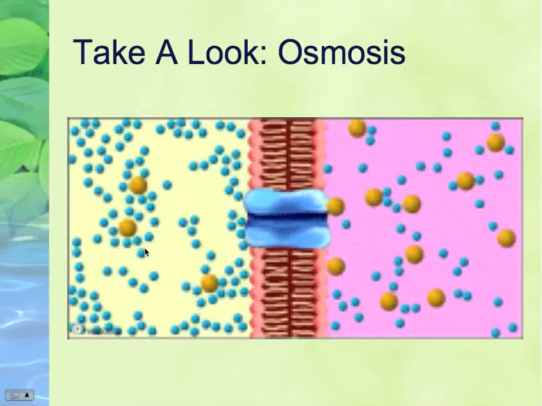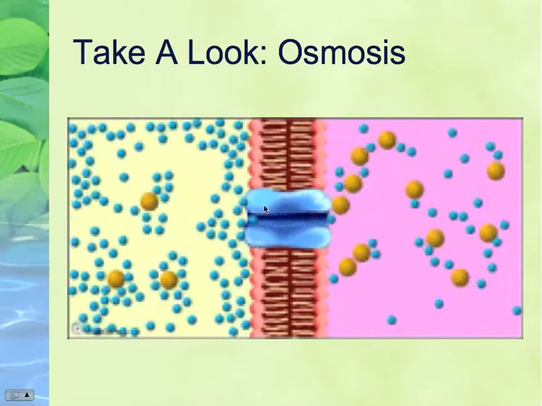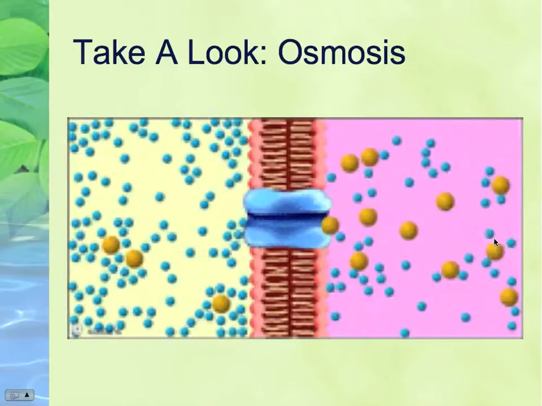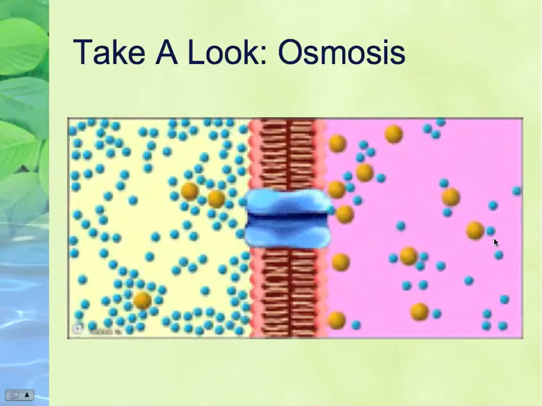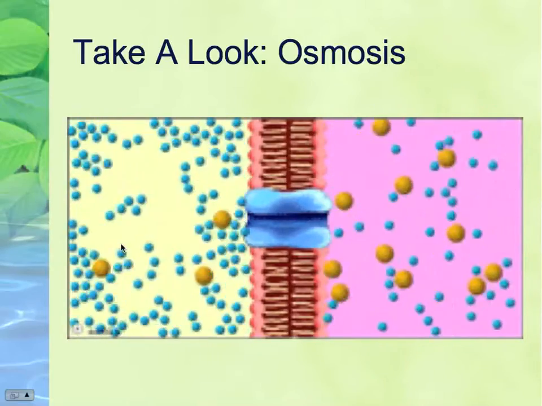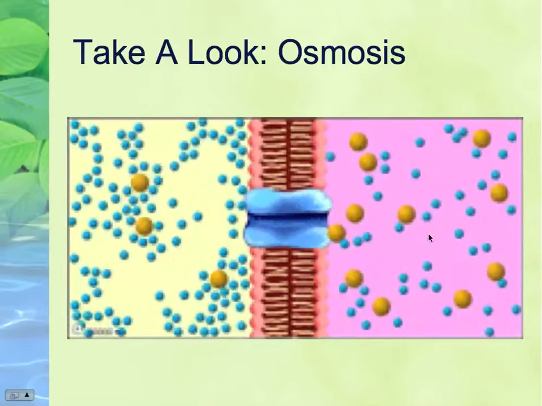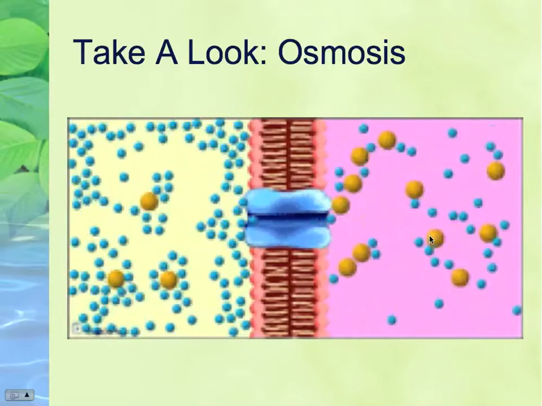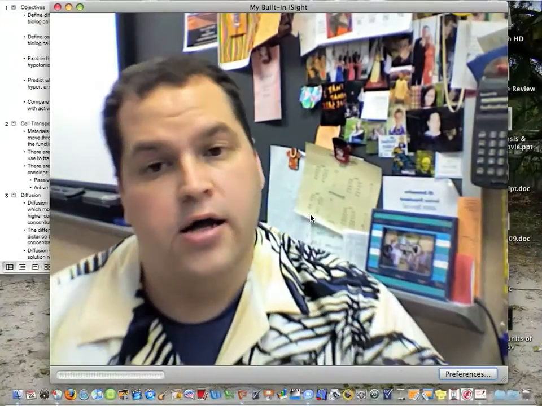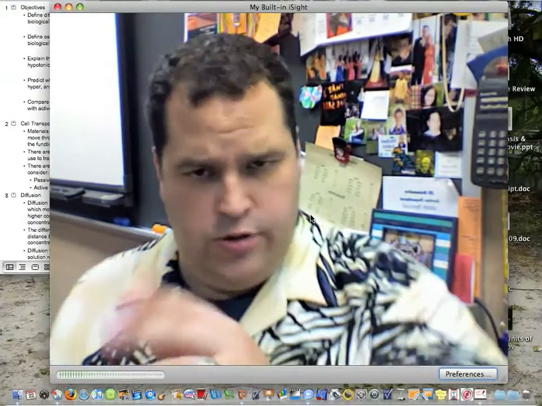So the water molecules are flying across the membrane here in order to reach equilibrium. This process will continue until the concentration on the yellow side is the same as the concentration on the pink side. All right? Now, let's talk about some issues here.